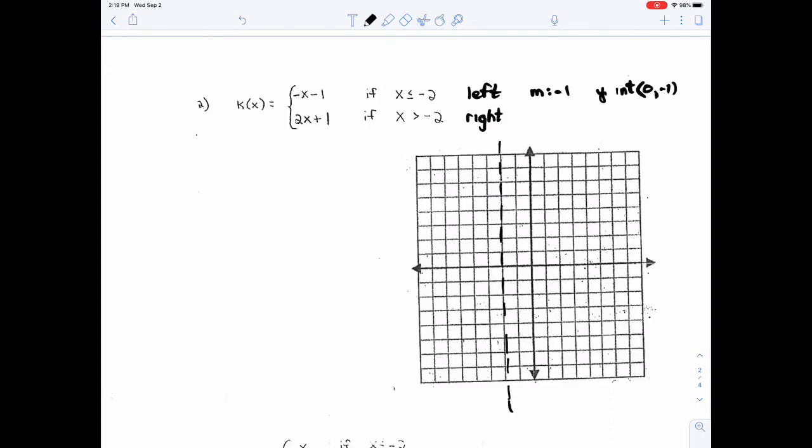Okay, and I'll try and do this slowly. We're going to go to the y-intercept of -1. But that point is not actually going to end up on the final graph because that point is on the right side, but we still have to use it.